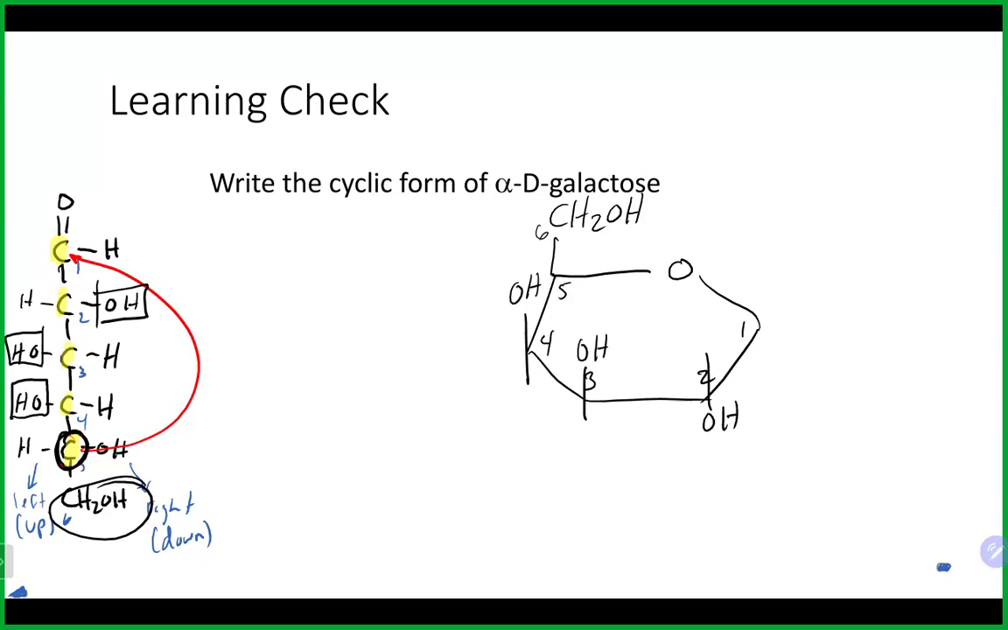My last OH, which is on carbon number 1, should go up or down? Should go down. And it should go down because we're asked to draw the alpha here, right? If we were asked to draw the beta, we would pop that guy going upwards. Any questions on that there?